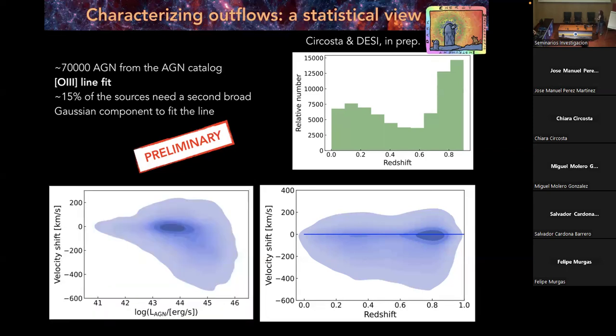Another trend we can look at, for example, is again this velocity shift and its evolution as a function of AGN luminosity. You see here again that we found this trend of more negative velocity shifts for higher AGN luminosities. This is something that has been observed as well in the local universe, but I think it's quite promising to see these results going up to redshift 1.